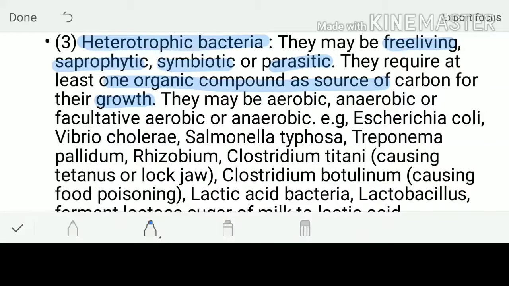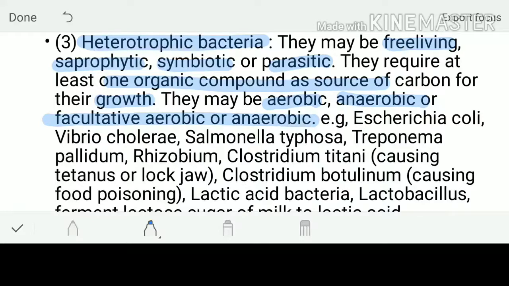Any molecule containing carbon, hydrogen and oxygen is called an organic compound. These bacteria may be aerobic, which means they need oxygen, or anaerobic, or facultative aerobic or anaerobic. If oxygen is present, well and good; if it is not present, well and good. That is called facultative.